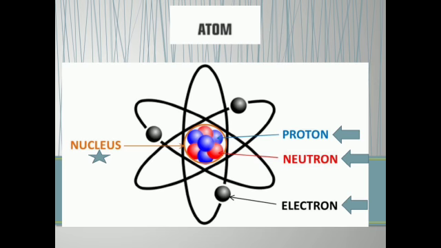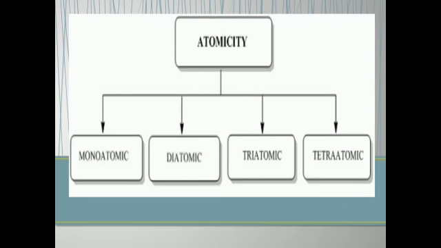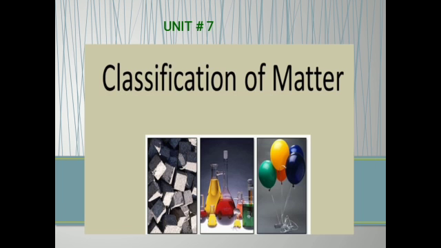And in this chapter you learned about the atomicity. What is atomicity? Atomicity is defined as the number of atoms present in one molecule of an element. Now there are monatomic, diatomic, triatomic and tetraatomic. You have already learned, and you can find this topic in detail in previous uploaded videos, so you must rewatch them.